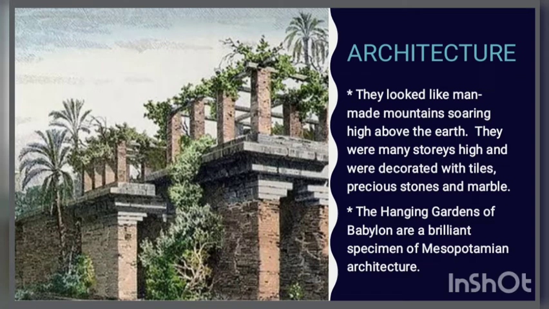These temples were also used as observatories, schools, granaries, and trade centers. The architects also built big cities, canals, and dams. The Hanging Gardens of Babylon are a brilliant specimen of Mesopotamian architecture. Now let's move to the next, that is society.